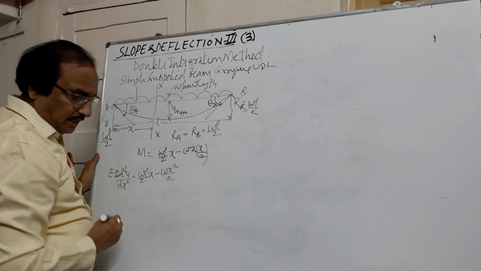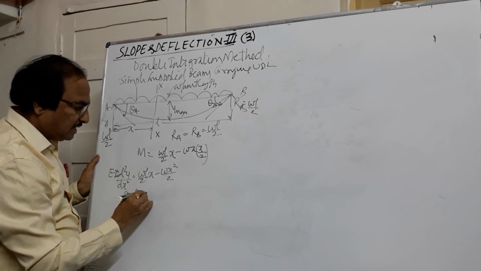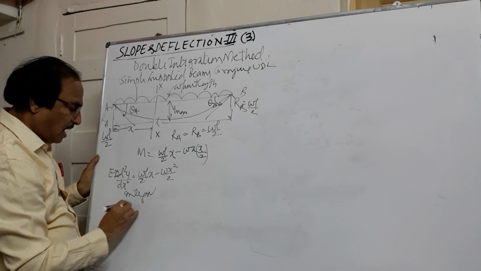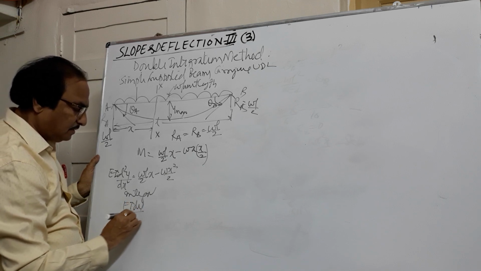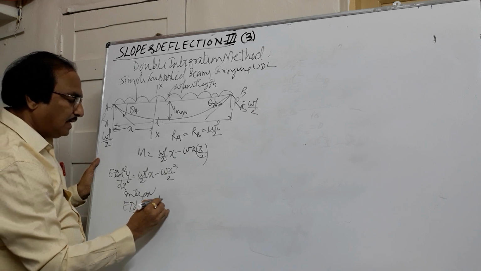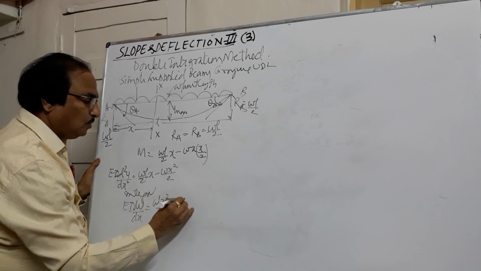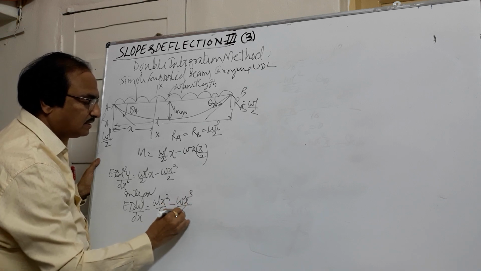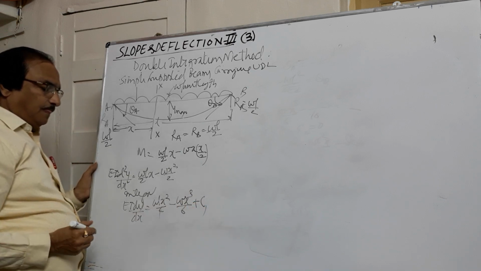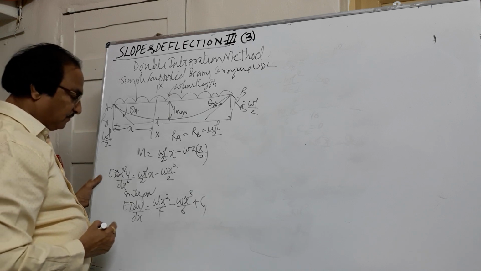So let us integrate this. Integrating, EI dy by dx will be equal to WL x squared by 4 minus W x cube by 6 plus C1. So here we will have to find out the value of C1.